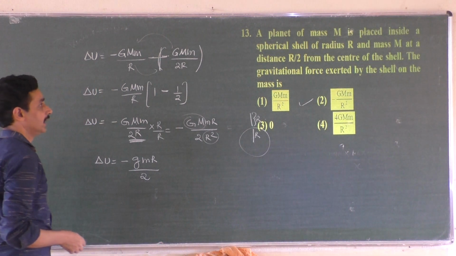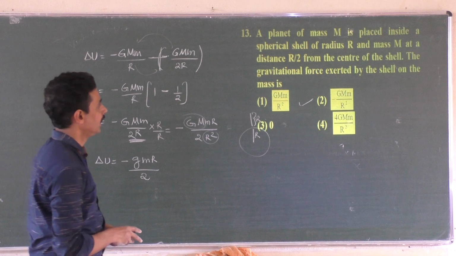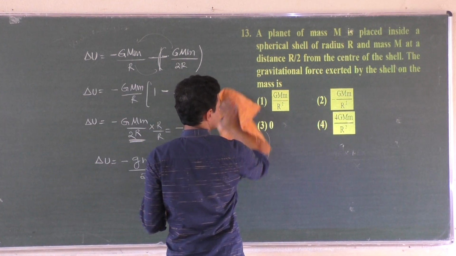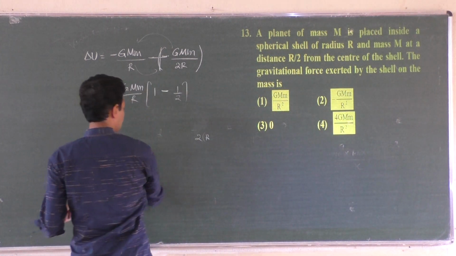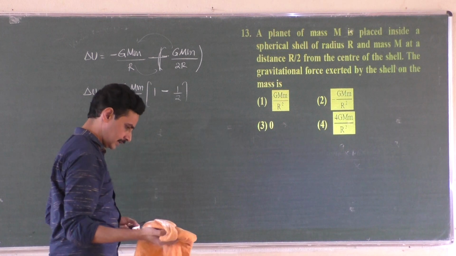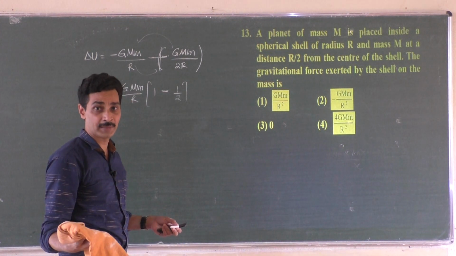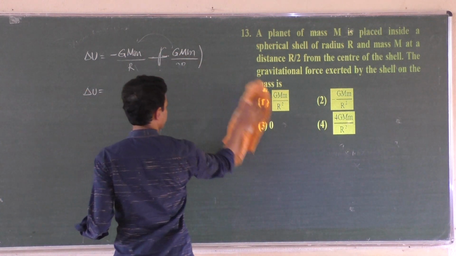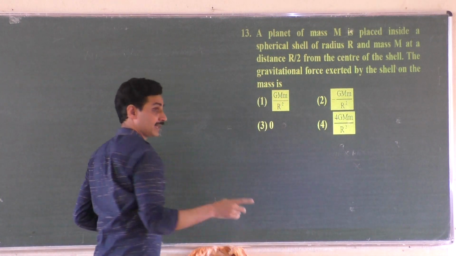A planet of mass m is placed inside a spherical shell of radius r and mass M at a distance r by 2 from the center of the shell. The gravitational force exerted by the shell on the mass is, you know, the electric field inside a spherical shell is 0. Similarly, acceleration due to gravity inside the shell is 0. There is no gravitational field inside a shell, I am not saying inside the earth.